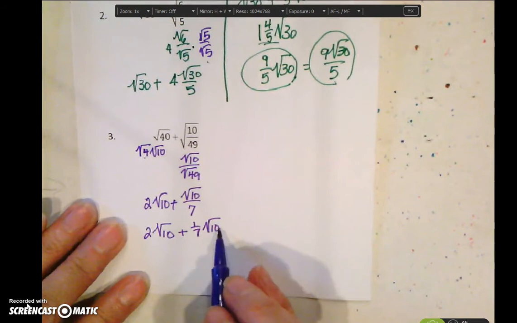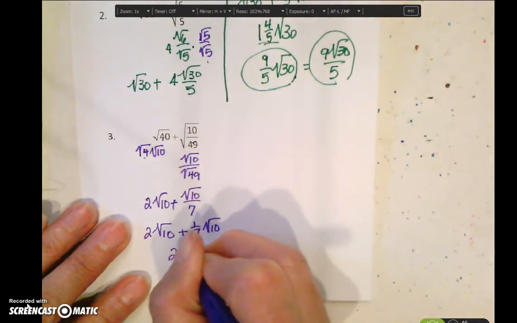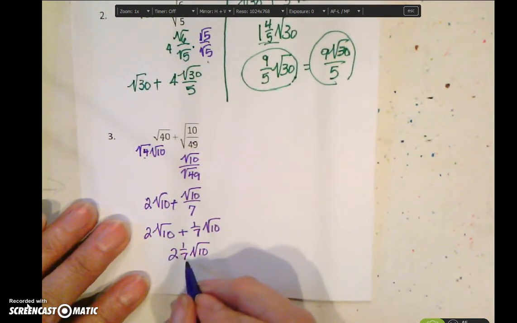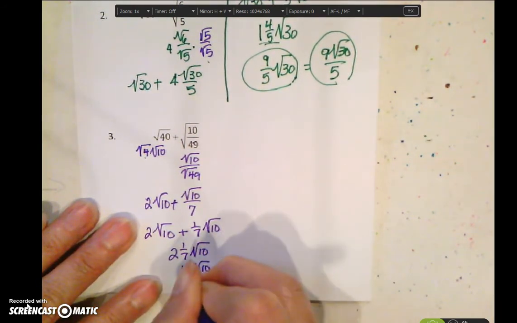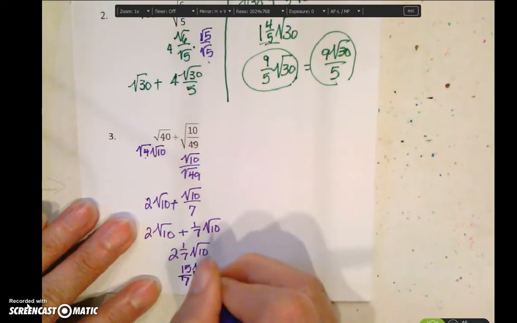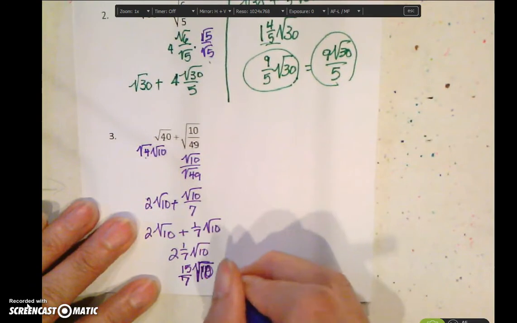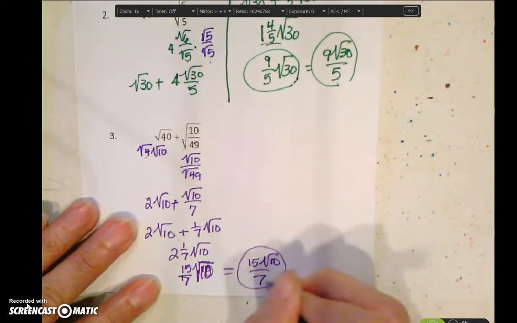I'm going to add them because I have like radicals, and that's going to be 2 and 1/7 radical 10. And then again, I'm going to change it to improper. So that's 14 plus 1 is 15 radical 10, or 15/7 radical 10. You can kind of do that. Or you could write it as 15 radical 10 over 7.